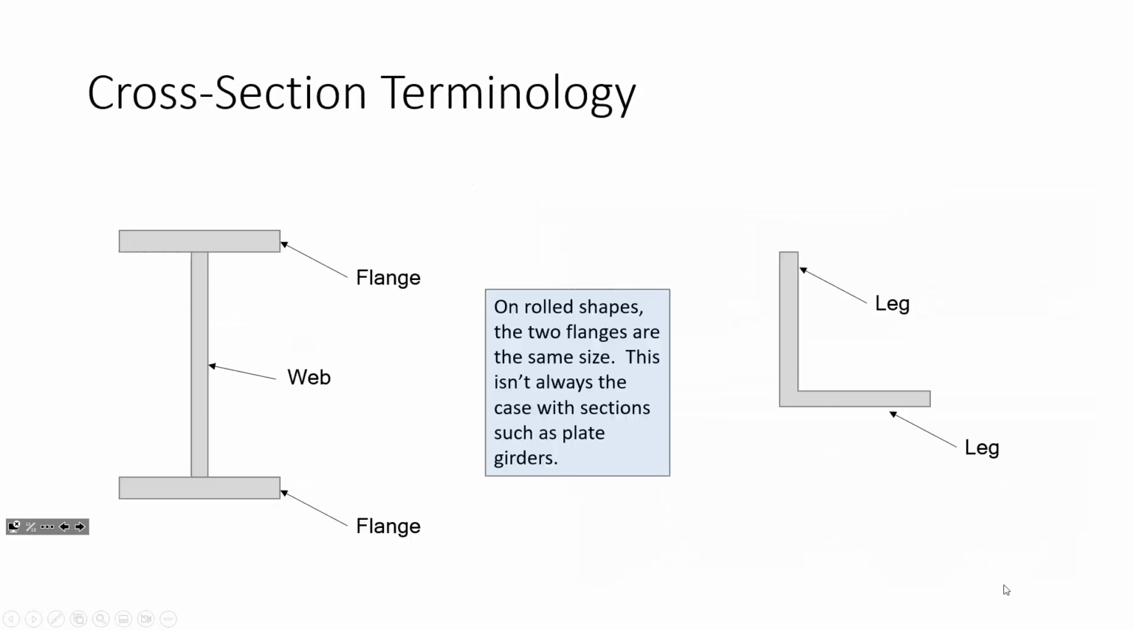Now, some terminology, okay? So just to make sure we're on the same page, if you have an I-shaped cross-section, the top part and the bottom part of that I-shape is called a flange, okay? And the middle part is called the web, okay? Like Spider-Man, okay? If I'm talking about an angle, I am talking about the legs of that angle, okay? So that's what each of those components are called. So we might have angles where we have different size legs. So one's a long leg, one's a short leg. Okay. On rolled shapes like W shapes, the flanges are always the same size. Okay. Not necessarily the case with plate girders.